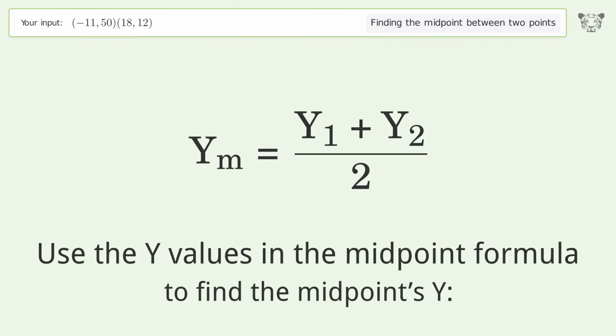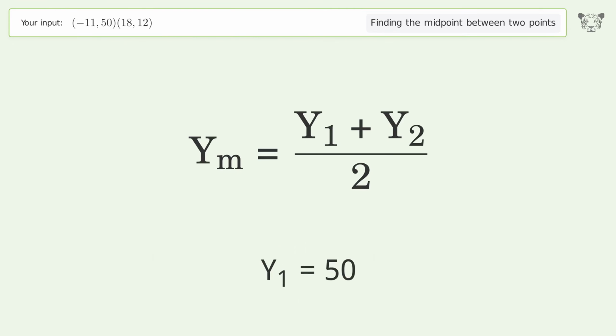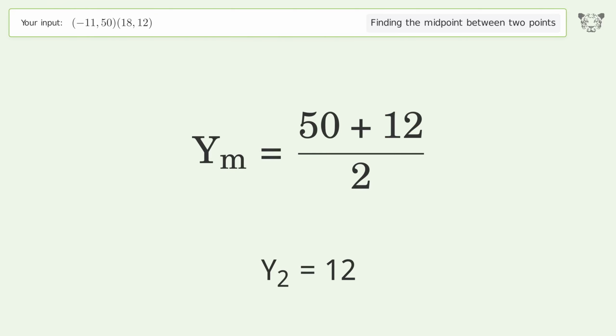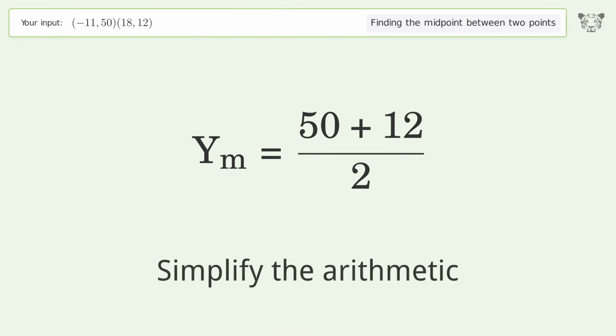Use the y values in the midpoint formula to find the midpoint's y. y1 equals 50. y2 equals 12. Simplify the arithmetic.